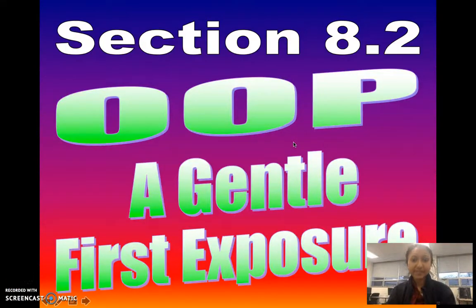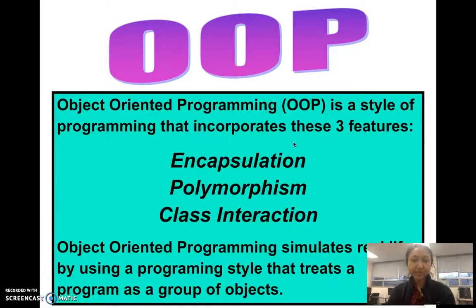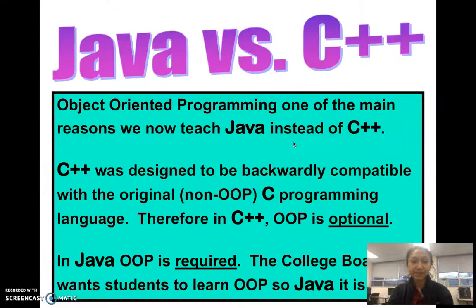Object-oriented, a gentle first exposure. Object-oriented programming is a style of programming that incorporates these three features: encapsulation, polymorphism, and class interaction. Object-oriented programming simulates real life by using a programming style that treats a program as a group of objects. So just pay attention to these three keywords: encapsulation, polymorphism, and class interaction.